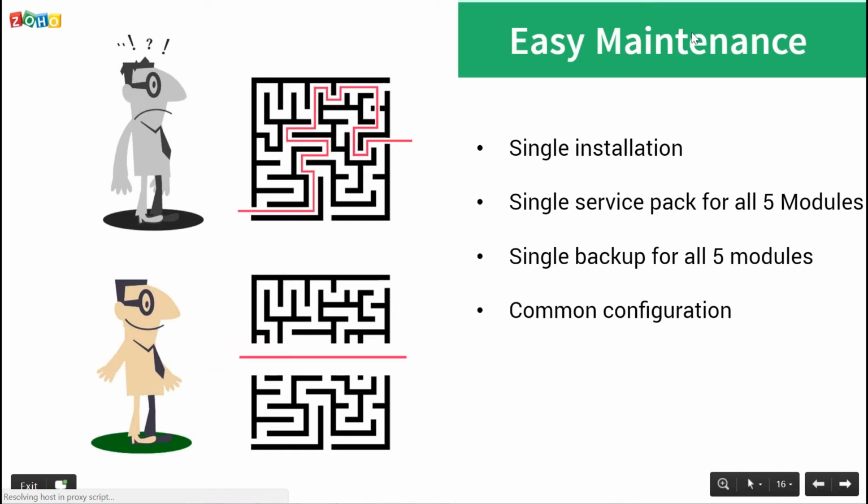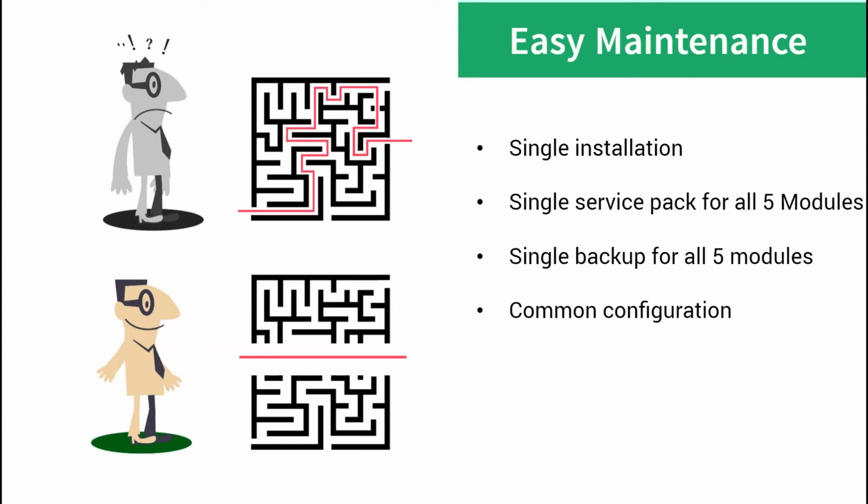You have the 5 modules available inside OpManager, and you're going to do this with a single installation. You have a single service pack for all the 5 modules. You have a single backup for all 5 modules. You have common configurations, so it's very straightforward. You can put this on a single server, and you can have your network team manage the whole application.